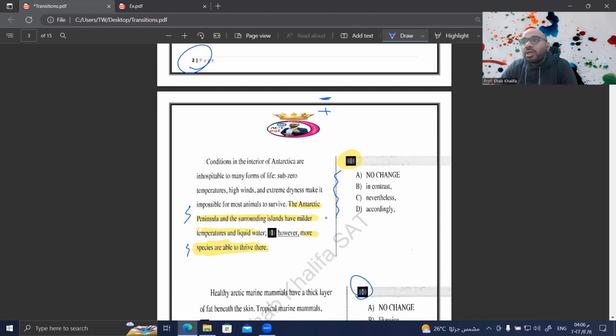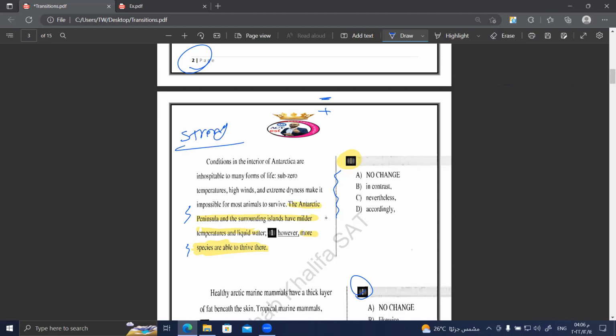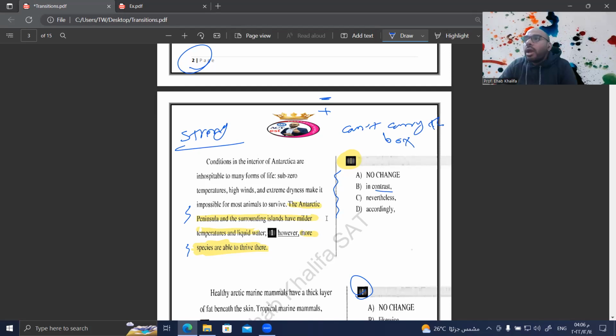So what is positive, for example? And what comes before, I see the word strong. And what comes after, I see can't carry the box. This is contrast. This is contradiction. How come you say before strong and what comes after cannot carry the box?